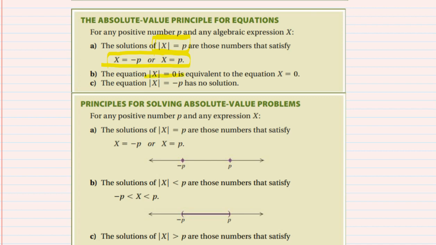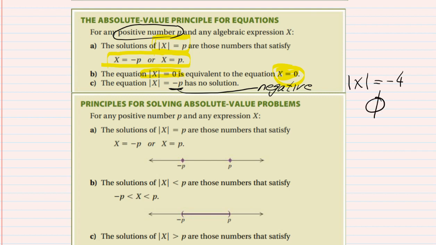The absolute value of x equals 0, of course, then x must be 0. That's what that says. Now, if the absolute value of x equals negative p, this is now negative p, so this is going to be negative, right? Remember, p was defined to be a positive number, so the negative of a positive number is negative. So if I have something like the absolute value of x equal negative 4, well, that's impossible. By definition of absolute value, remember, the answer has to be positive. This one has no solution. Okay, so that's what part C is telling us.